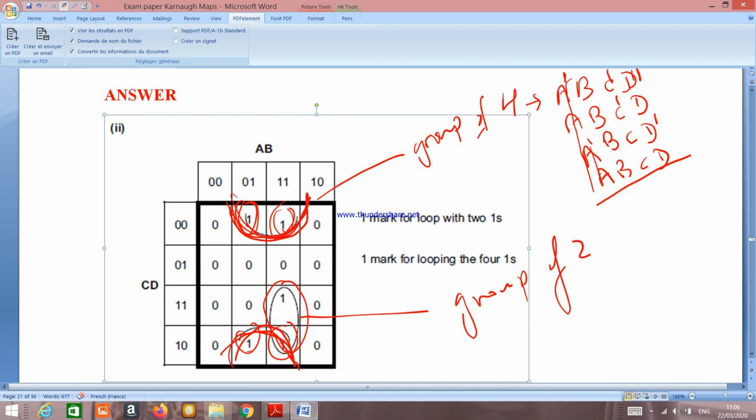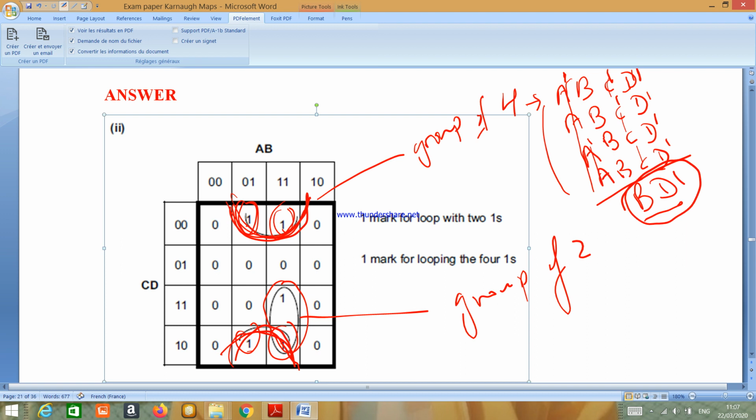B is not changing, so we keep B. Okay, C is changing. Yes, so we can eliminate C. But the D is dash everywhere. I made a mistake here. The D is dash everywhere. The D dash is not changing, so we keep the D dash. So from the groups of 4 here, this is what we get if we simplify it.